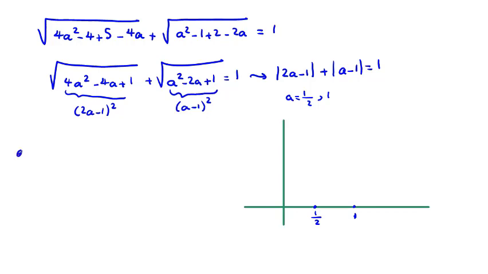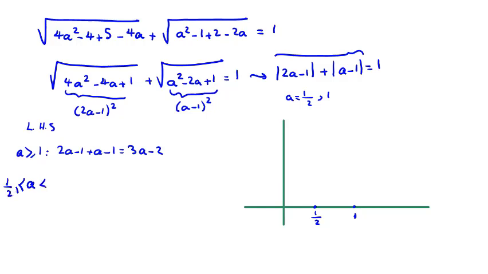So if a is greater than or equal to 1, we want to consider only the left hand side, this part. It will be 2a minus 1 plus a minus 1, which will be 3a minus 2. If a is greater than or equal to 1 over 2 and less than 1, it will be 2a minus 1 plus 1 minus a, which is a. And if we consider a less than 1 over 2, it will be 1 minus 2a plus 1 minus a, equal to 2 minus 3a.